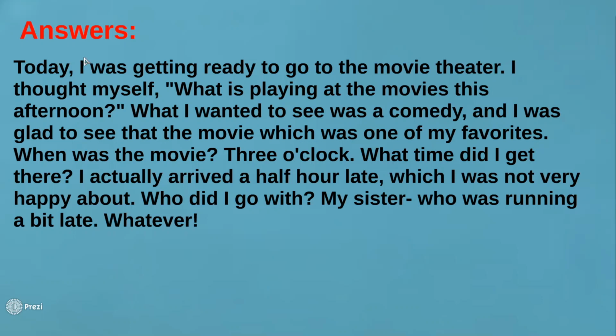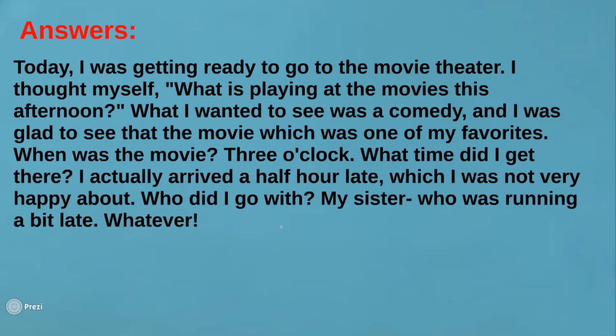So let's read. Today, I was getting ready to go to the movie theater. I thought to myself, what is playing at the movies this afternoon? What I wanted to see was a comedy, and I was glad to see that the movie, which was one of my favorites. When was the movie? 3 o'clock. What time did I get there? I actually arrived a half hour late, which I was not very happy about. Who did I go with? My sister, who was running a bit late. Whatever. So this is an example of a paragraph with some interrogative pronouns in it.